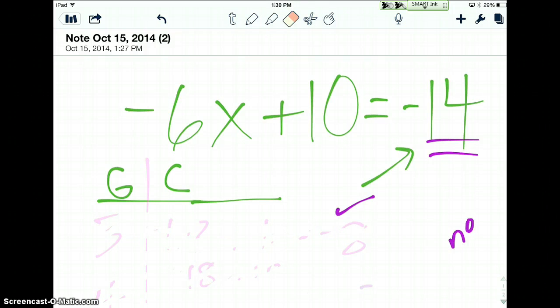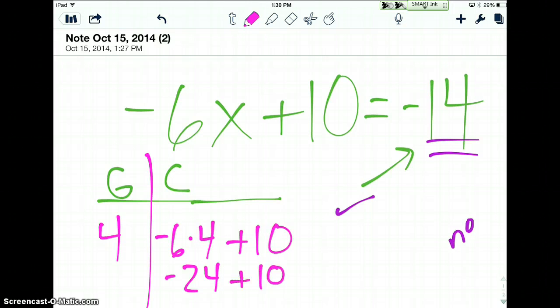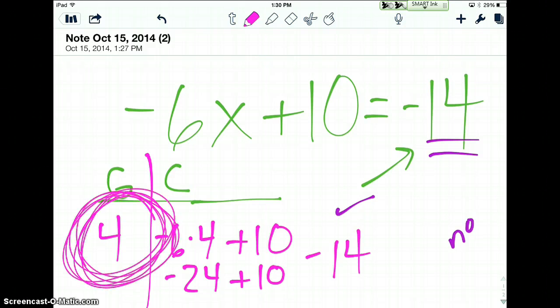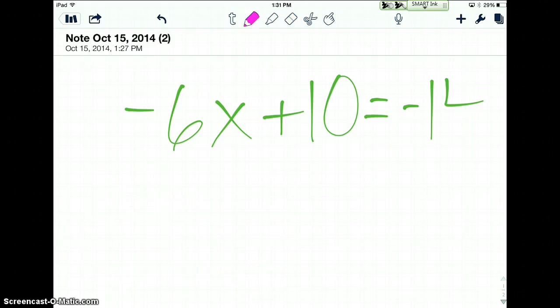Again, I'm erasing so it fits on mine. But if I go 4, negative 6 times 4 plus 10, negative 24 plus 10, which is what? Negative 14. Woohoo! So 4 worked. Okay, that was method 1, guess and check. Took me a little bit. Maybe you got it on the first try because you're amazing.